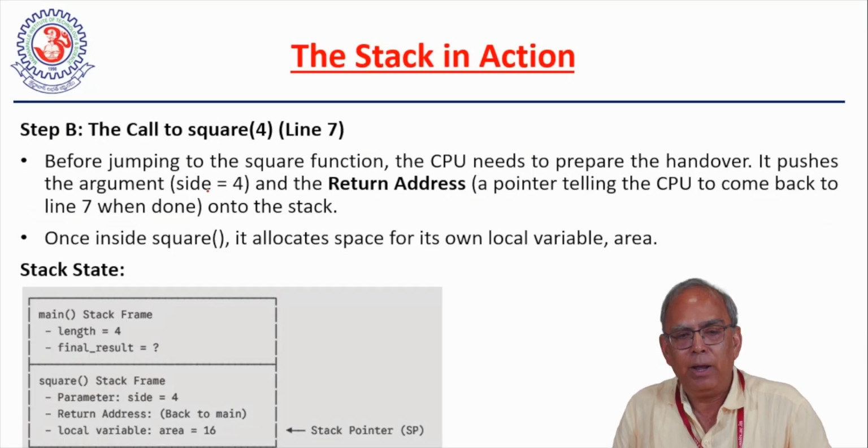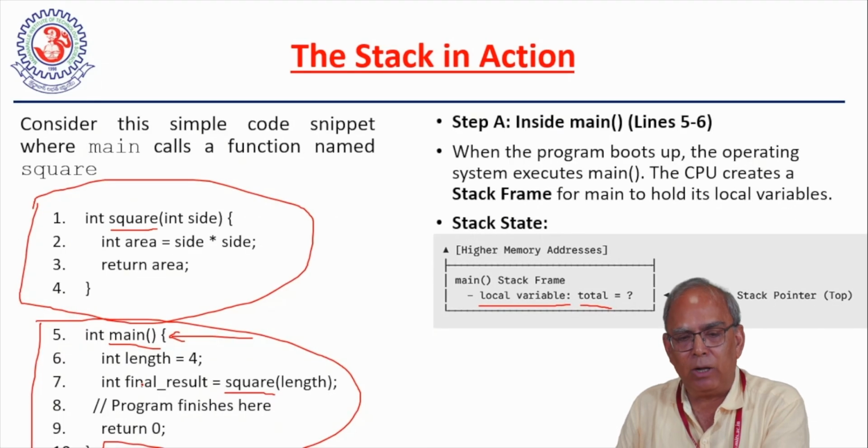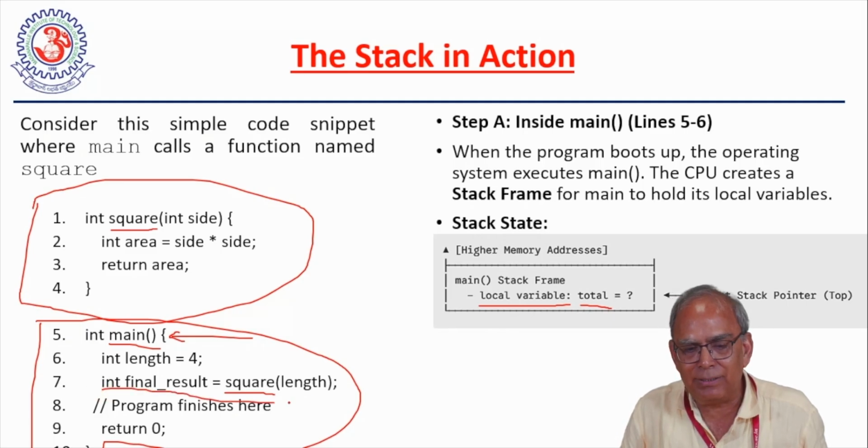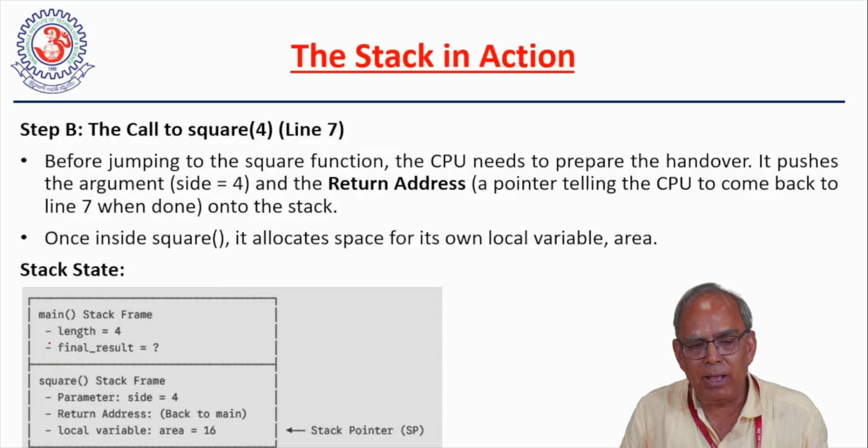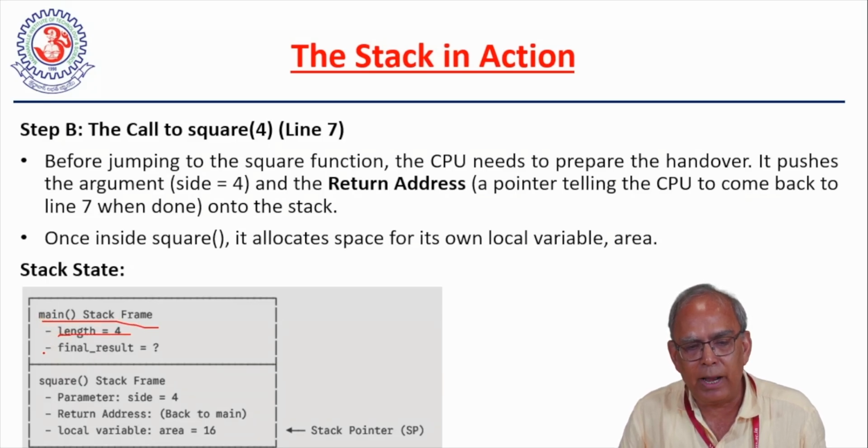Now step B, at line 7, we have this line: int final result. This is a variable within main. If you see the main stack frame, its length is 4, and what the value is it doesn't know, because it has still not been computed. So final result is the variable which has been created.